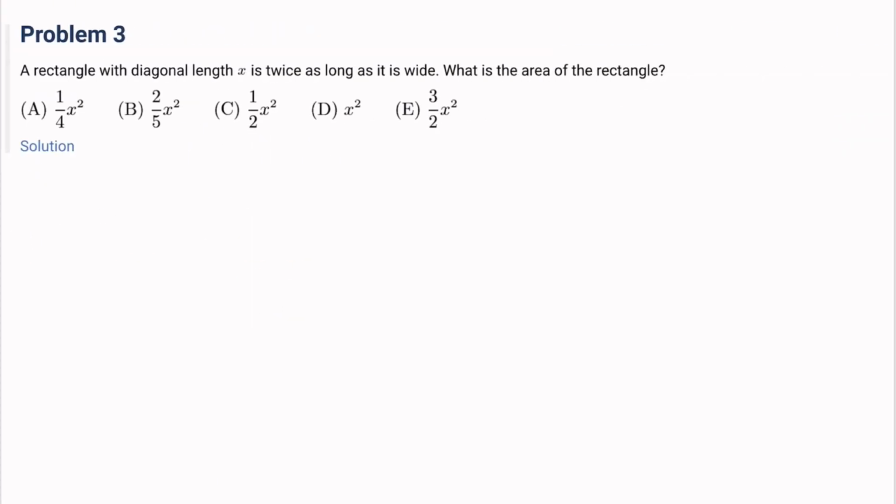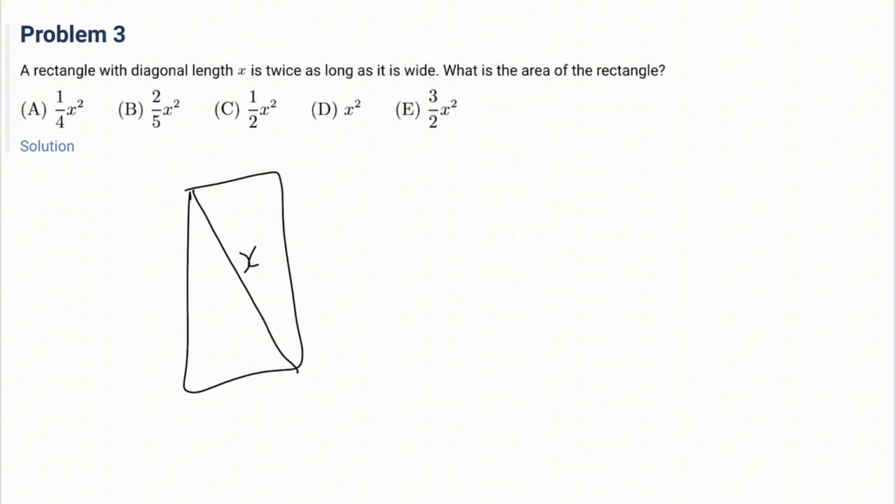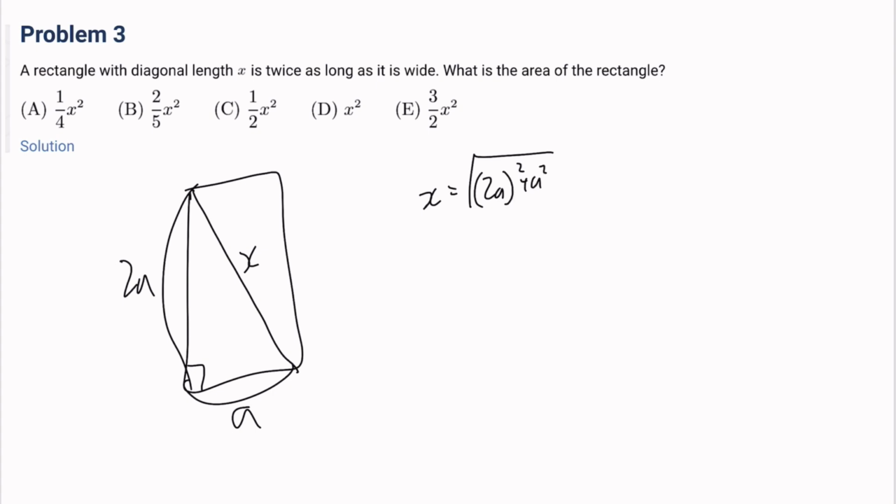Number 3, a rectangle with diagonal length x is twice as long as it is wide. What is the area of the rectangle? Okay, so if we draw a rectangle like that, we have diagonal length x, and then it's twice as long as it's wide, so this will be a, and let's say this is 2a, right? Then looking at this right triangle, by the Pythagorean theorem, we get that x equals root of 2a squared plus a squared, which equals root 5 a, right?